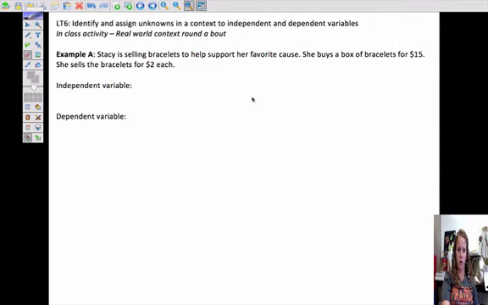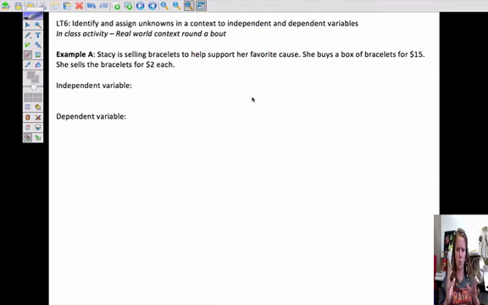All right, so our first example is Stacy. Stacy's selling bracelets to help support her favorite cause. She buys a box of bracelets for $15. Okay, so she spends that money, buys the box of bracelets. She sells the bracelets for $2 each. So if we're thinking about this situation, she loses money in the beginning, and then she's making money back for each bracelet that she sells. We don't know how many bracelets she bought, but we don't really need that right now.